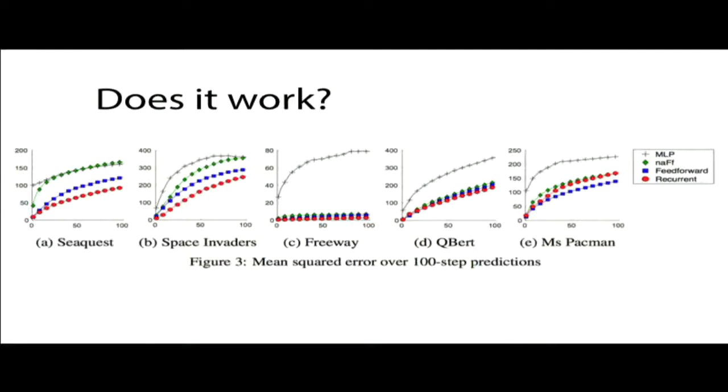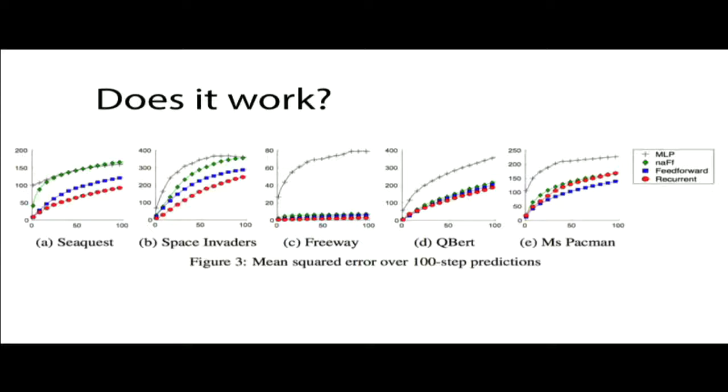OK, this is getting back to the question earlier, which is: how does the feed-forward and the recurrent network compare? This is showing on the x-axis the number of frames predicted into the future, and on the y-axis the mean squared error. In blue is the feed-forward network, and in red is the recurrent network. So you can see on the first 4 games, the recurrent network performs much better than the feed-forward network, getting much lower mean squared error. And on the last game, the feed-forward network does a bit better.